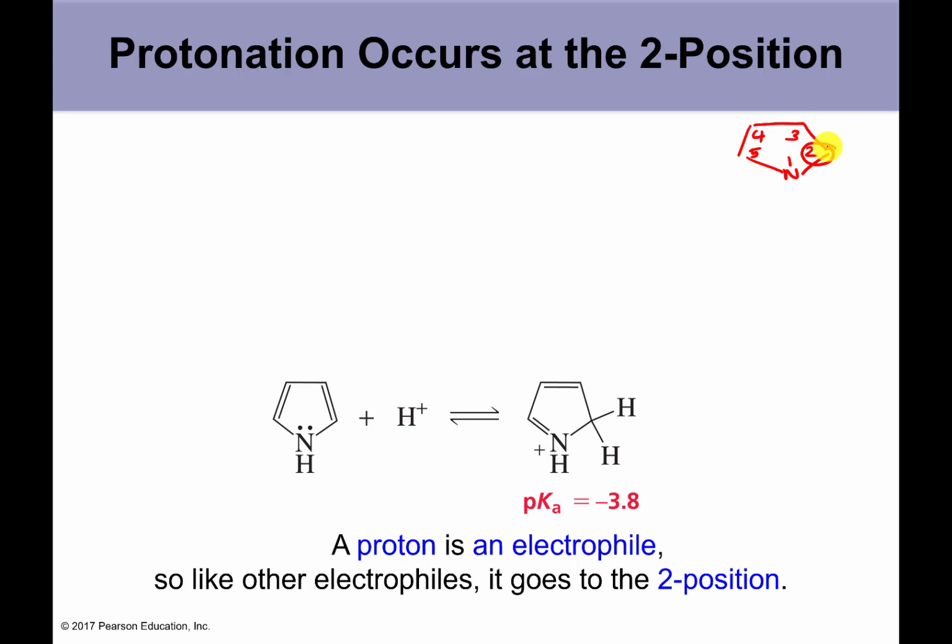The reason for this is not immediately clear until you draw all the resonance structures for what happens when you use hydrogen as the electrophile in either the 2 or the 3 position.